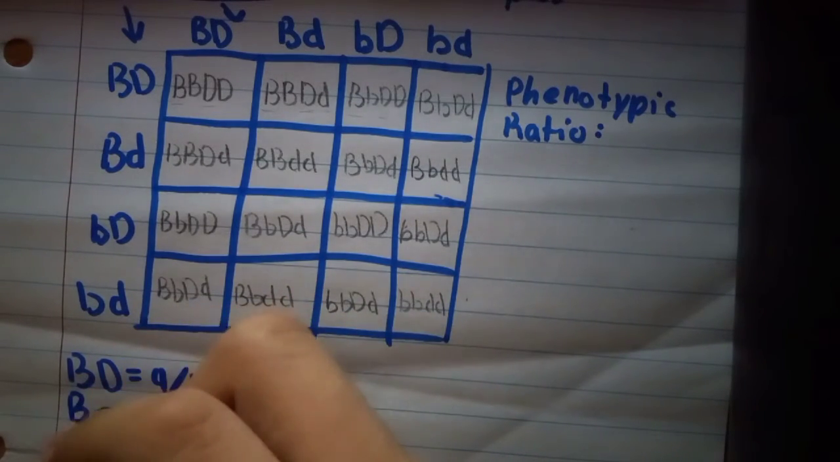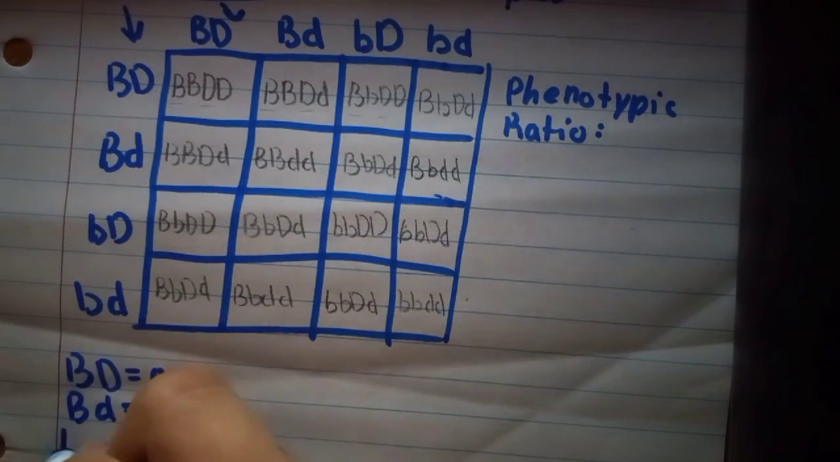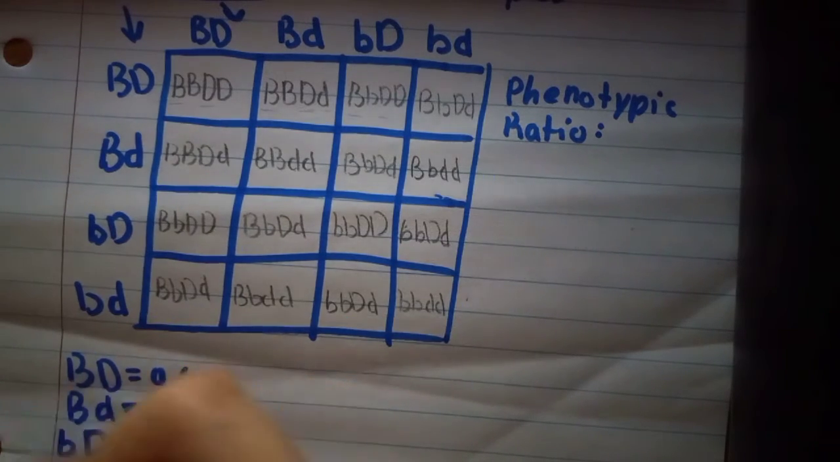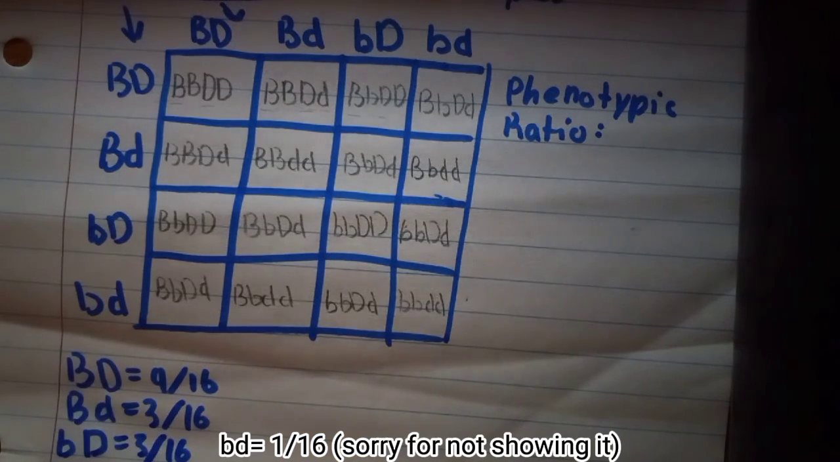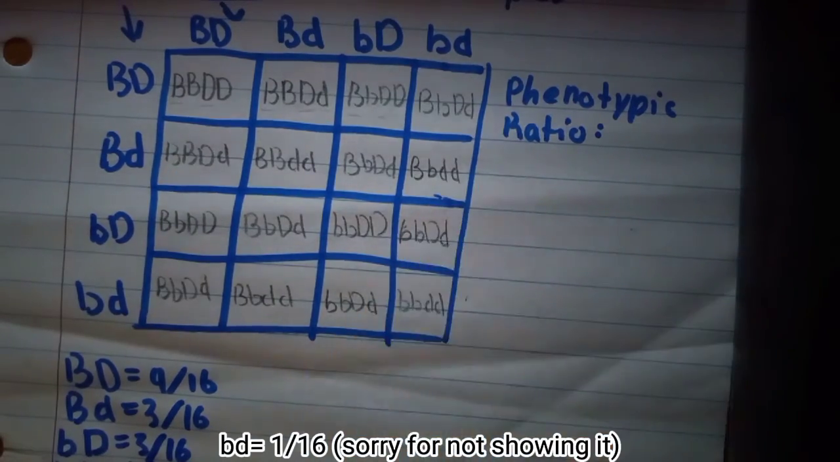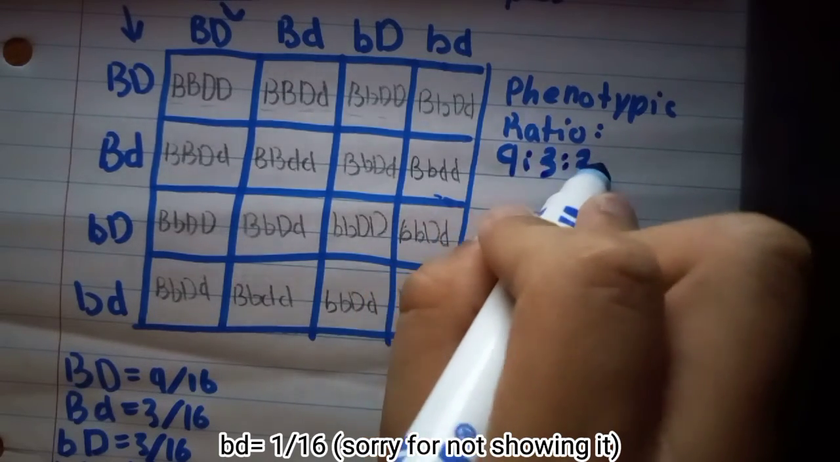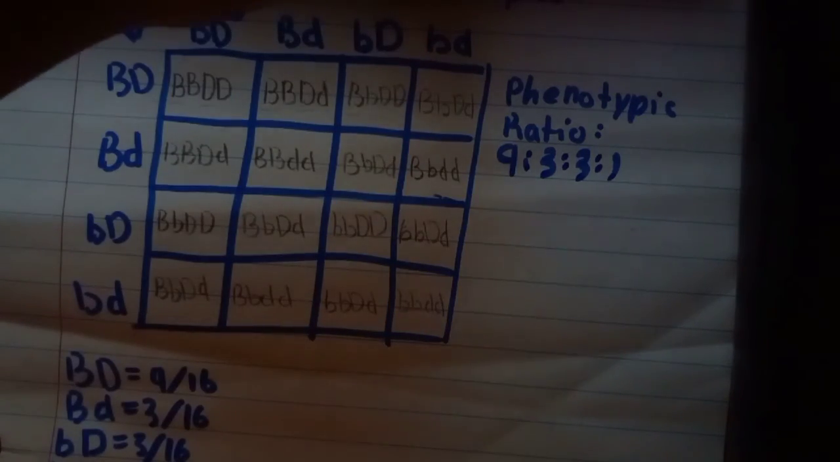Then the chances of you getting brown eyes with no dimples is 3 out of 16. That will be the same for blue eyes and dimples, 3 out of 16. But the chances of you getting blue eyes but no dimples is going to be 1 out of 16, because there's only one of them right here. So the phenotypic ratio at the end would be 9 to 3 to 3 to 1. And that is basically it for this whole thing.